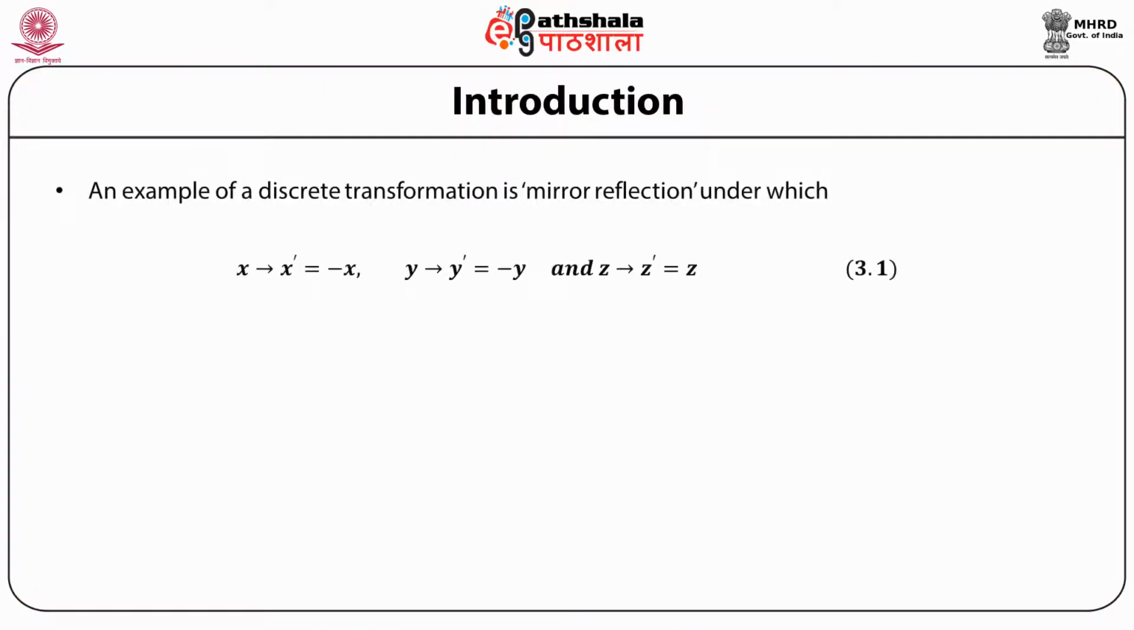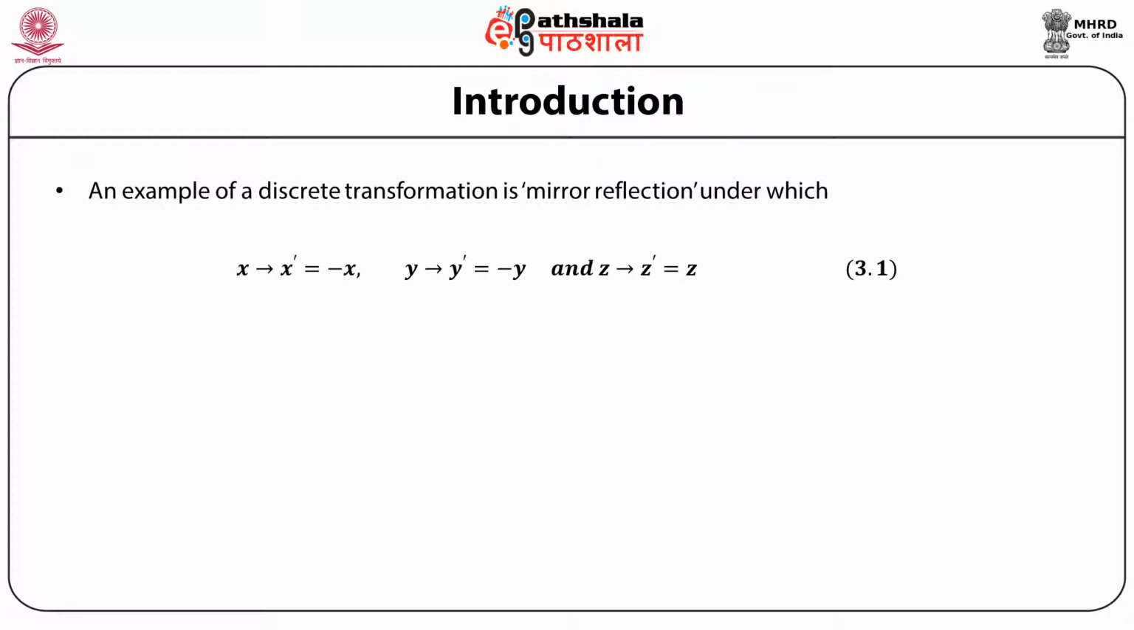Now, the transformation of coordinates can be either discrete or continuous. We now give examples of some discrete transformations and continuous transformations. Consider mirror reflection. Under mirror reflection, the coordinate x goes to x prime, which is reflected and is minus x. The coordinate y goes to y prime equal to minus y, and the coordinate z goes to z prime equal to minus z.